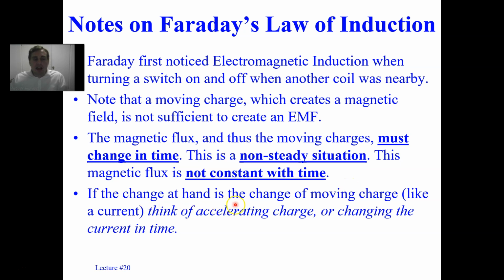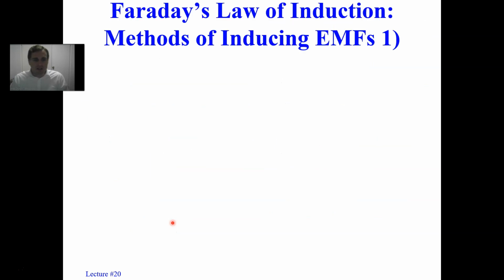Think of an accelerating charge, or a changing current in time. You could imagine that if it's a string of charges, then we can induce electricity from magnetism if the current is, let's say, increasing or decreasing in time.